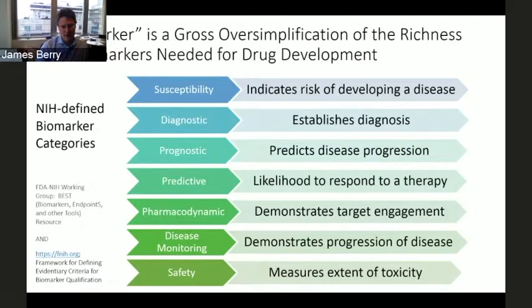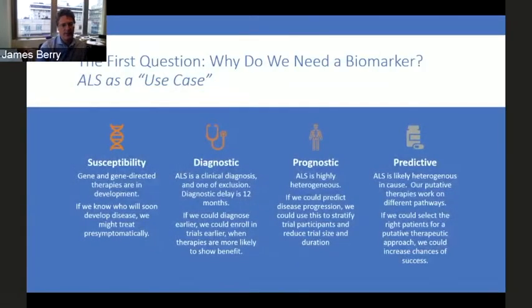Pharmacodynamic biomarkers demonstrate target engagement for a therapy and may or may not be related to a disease itself. Disease monitoring biomarkers demonstrate progression of a disease over time. And then safety biomarkers measure the extent of toxicity during a clinical trial. So some of these are related to disease. Some of them are not at all related to disease. All of that is covered in the definition from the beginning, but it's important to understand that it may be really valuable to have a biomarker that has nothing to do with the disease that you're studying when you're putting together a clinical development program for a novel therapy.